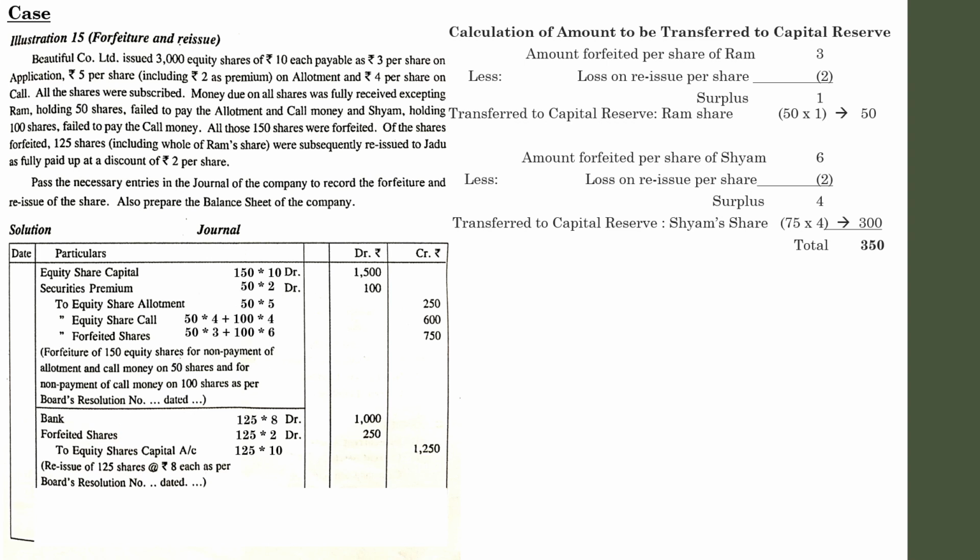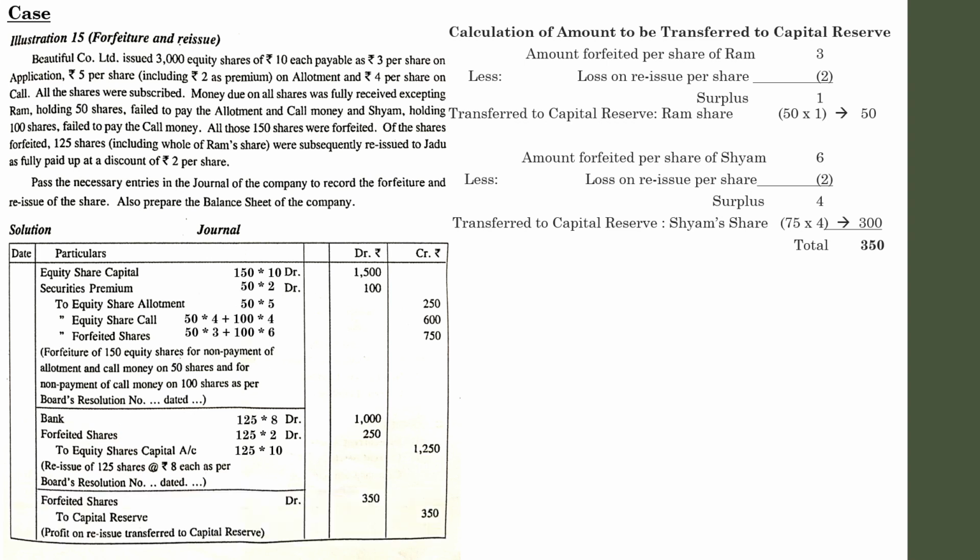So next one, the entry is: forfeited shares are transferred to capital reserve, 350. So this is how you have to find the amount to be transferred to the capital reserve whenever the company is reissuing only a certain portion of the shares actually forfeited. I hope you have understood the concept. Go through it very thoroughly. First of all, go through the concept and case numerous times and familiarize yourself with the steps we have done. Then only you will get a clear picture.